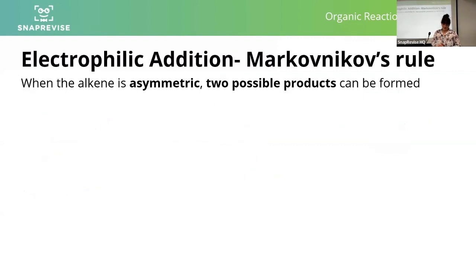We're going to think about asymmetric addition, or addition to unsymmetric alkenes. So when the alkene is asymmetric, it means the carbons are no longer identical. They've got different environments. If they've got different environments, they will behave slightly differently. This therefore means we can get 2 possible products formed.